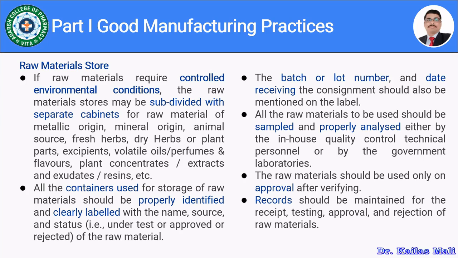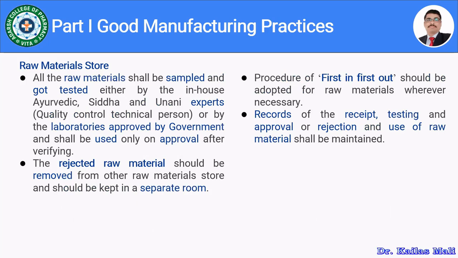And the records of all these things should be maintained for receipt, testing, approval, and rejection of raw material. One should maintain the record of each and every step, isn't it? That is the record of the receipt of raw material, testing of raw material, approval of raw material, or the rejection of the raw material. Furthermore, all the raw materials shall be sampled and tested either by the in-house Ayurvedic, Siddha, Unani experts, a quality control technician, or by laboratories approved by the government, and shall be used only on approval after verifying. Already we have discussed this point.